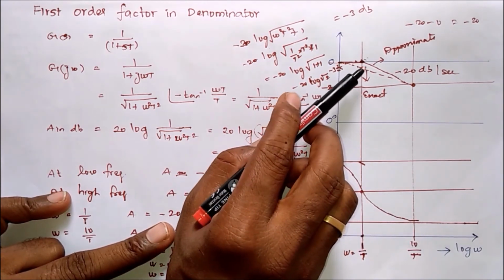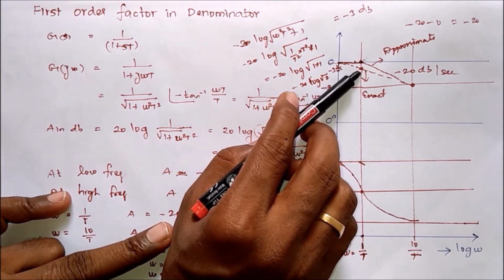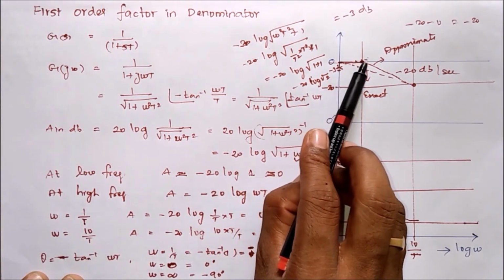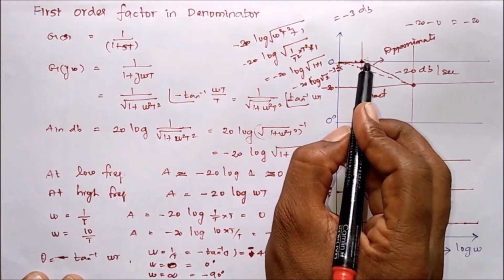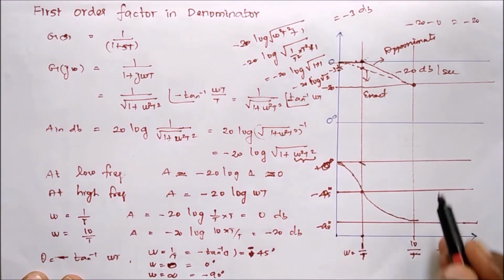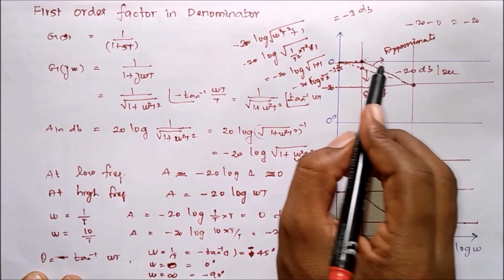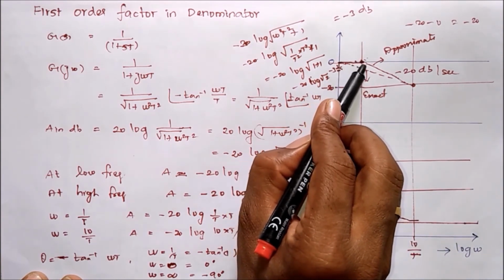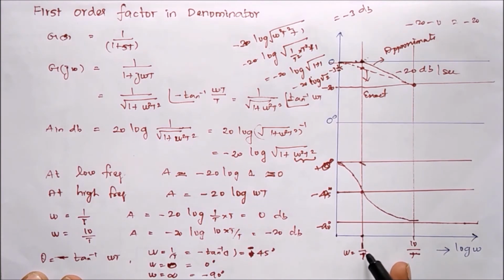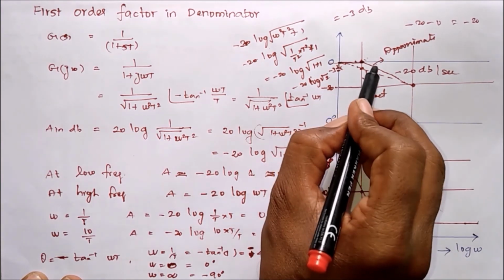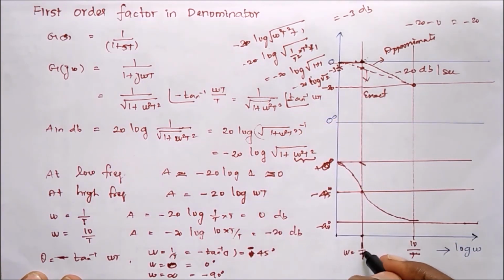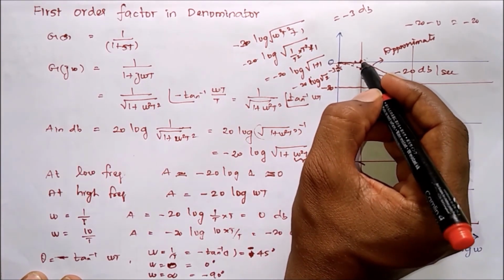Because how have we drawn the exact plot from the approximate plot? Initially we have drawn the approximate plot by considering omega equal to 1 by t, it is 0. Omega equal to 10 by t, its magnitude is minus 20. But this is a 0 asymptote, this is a slanting asymptote. So at one frequency, that frequency is the corner frequency, both asymptotes meet. Therefore this is the corner frequency at which both asymptotes are meeting.